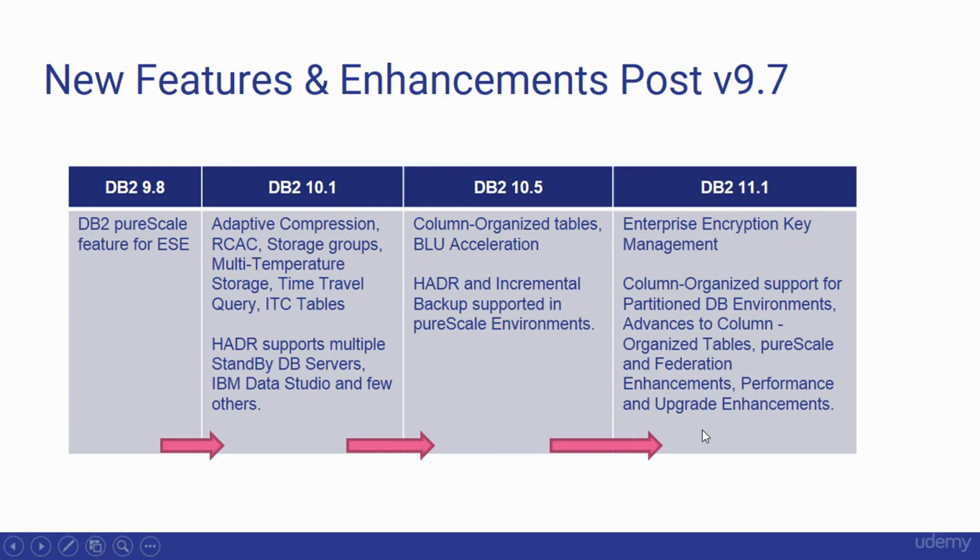So that means if we install DB2 11.1 directly, we will be able to work with PureScale. We will be able to work with adaptive compression and all these features that were a part of 10.1. We will be able to work with column organized tables and BLU acceleration. And we will be able to work with enterprise encryption key management and all the enhancements that came with all these versions. So we don't really need to install 9.8 and then upgrade to 10.1 and so on.